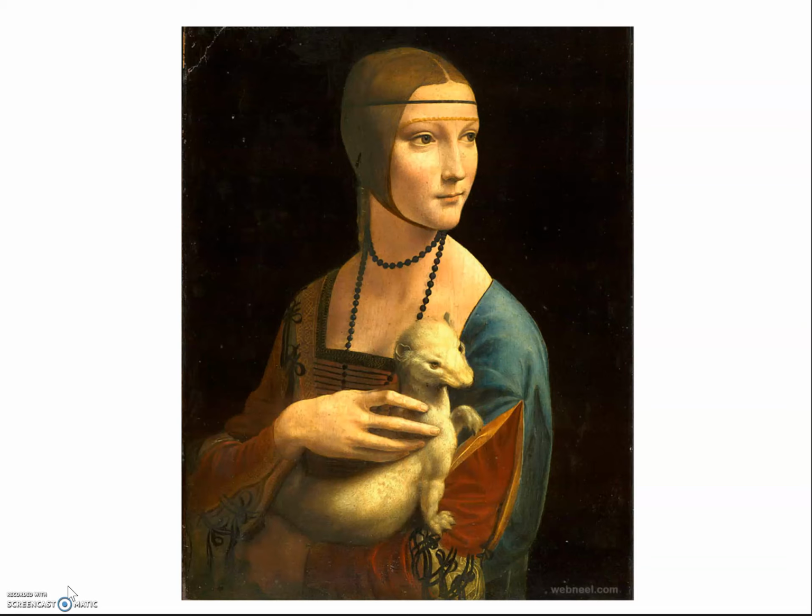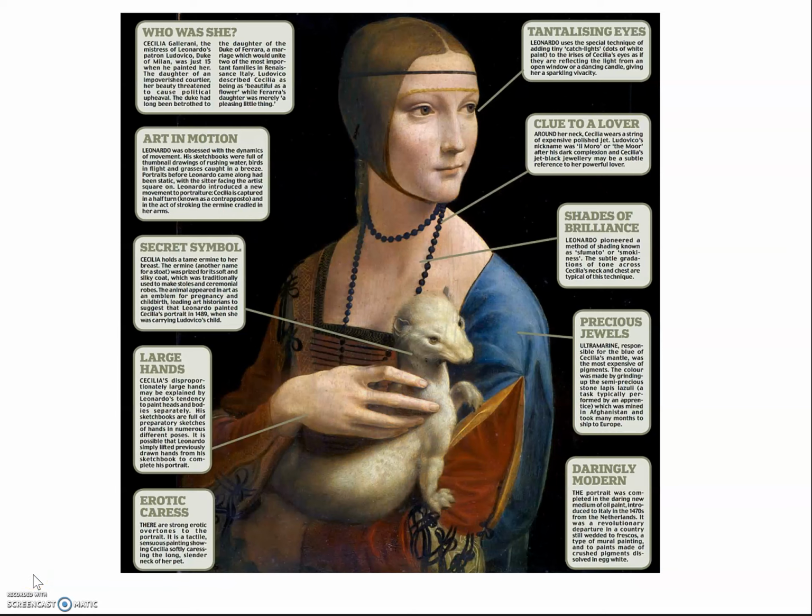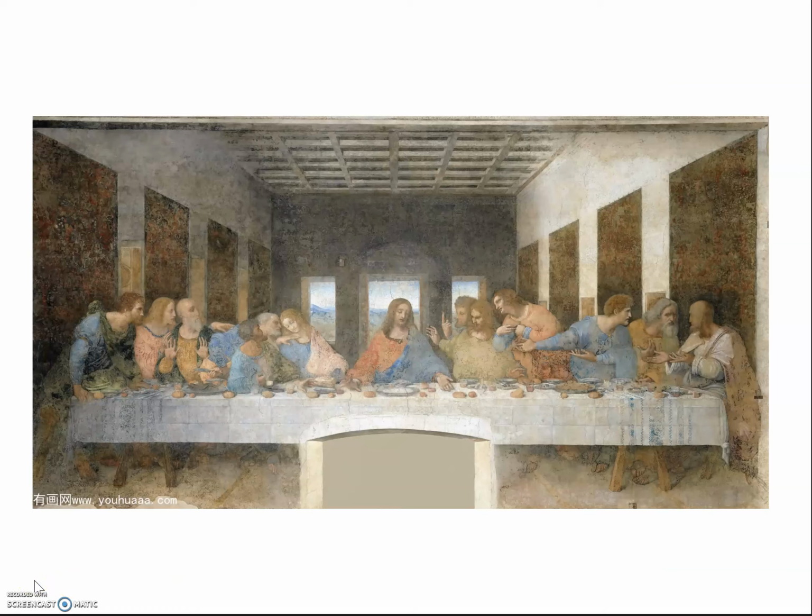And here in the next one, I will show you, this is full of all kinds of symbolism. And here's a depiction of how it shows all of the various things in here, how the ermine is a symbol and the hands are symbols. And this was a painting commissioned for her love. The famous Last Supper by Da Vinci.